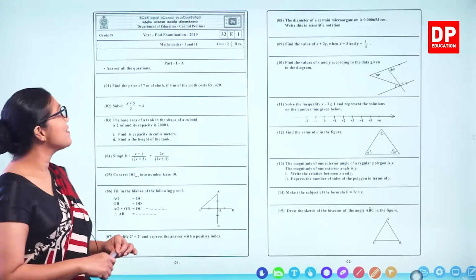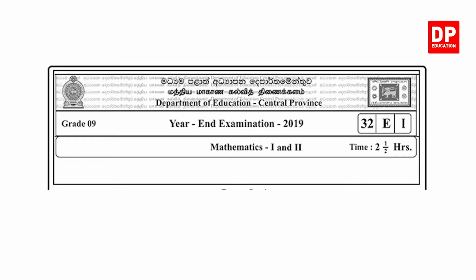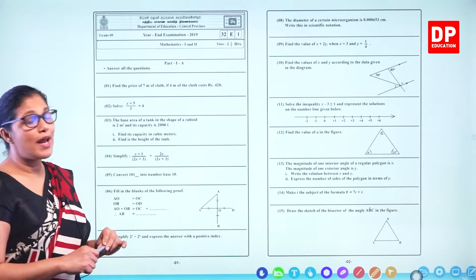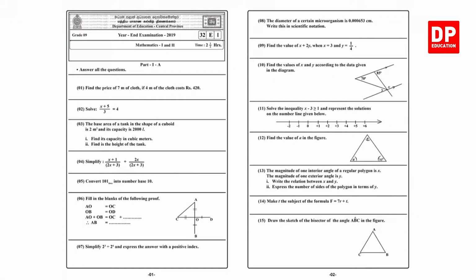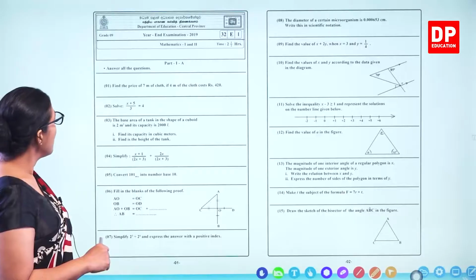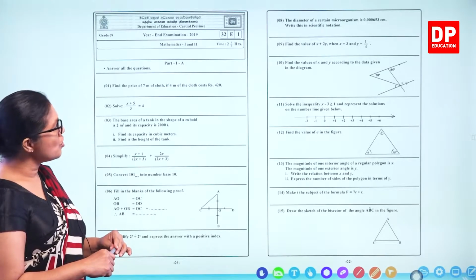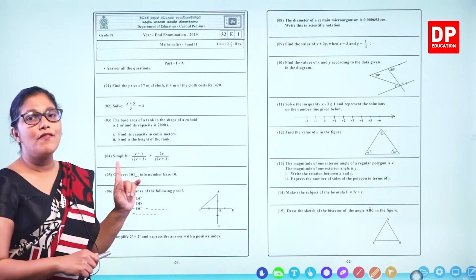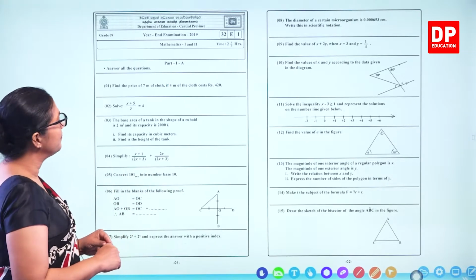Hello grade 9 students. Today I am going to do Department of Education Central Province Year-End Examination 2019. This is paper 1 and 2. 2.5 hours you get. Part A, part 1, you get how many questions there? 15 questions. First page you get 1 to 7, second page 8 to 15, and each question worth 2 marks.